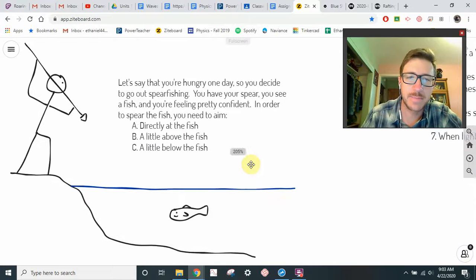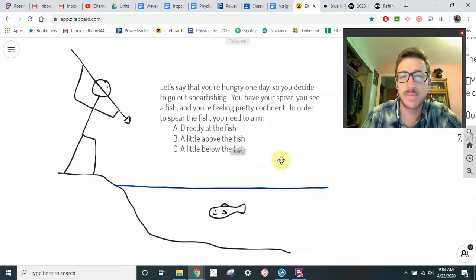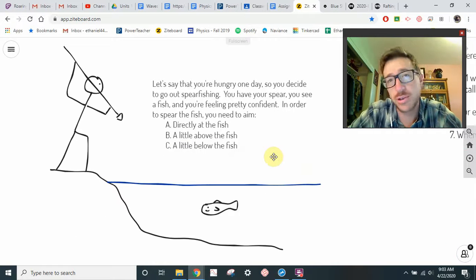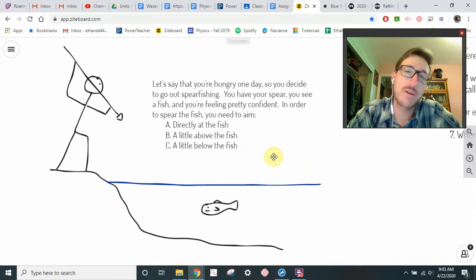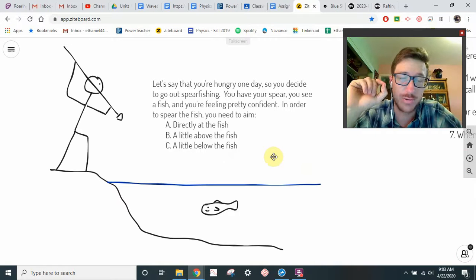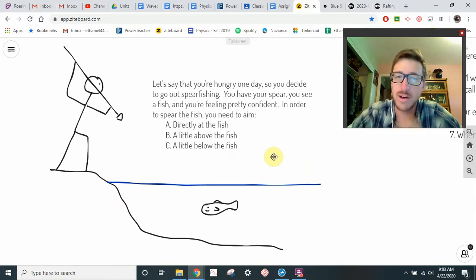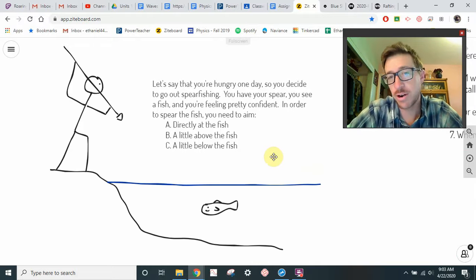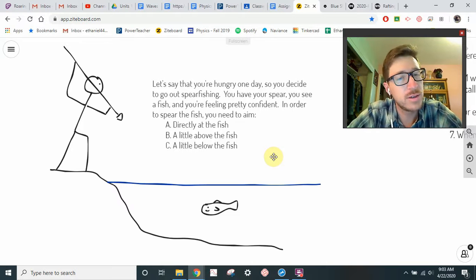Let's say that you're hungry one day, right? So you're feeling a little bit peckish, a little hungry. So you decide to go out spearfishing. You have your spear, you see your fish, and you're feeling pretty confident. In order to spear the fish, in order to get this fish and spear it straight on so that you can sate your hunger, do you need to aim directly at the fish, a little above the fish, a little below the fish? It's pretty straightforward.